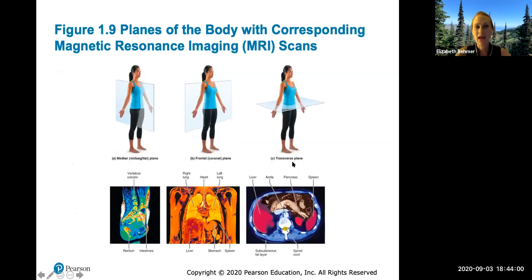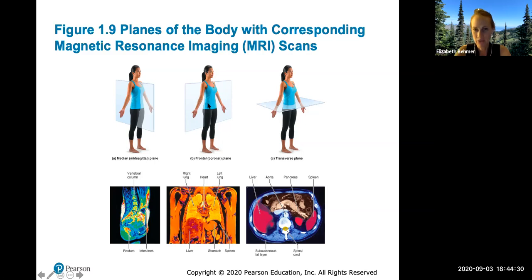So this is a look at the planes of the body with corresponding MRI scans. So again, this is why it's important to understand these planes and what they refer to, because you could be reading these scans to help a patient understand them. So here's a mid-sagittal plane taken right down, separating the body into a right and a left half. So you're looking at the vertebral column here. Here's a frontal coronal plane. So it separates the body into a front and back half.